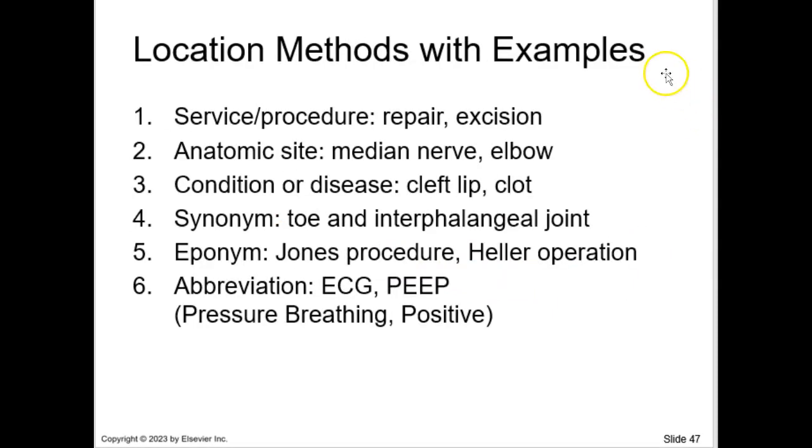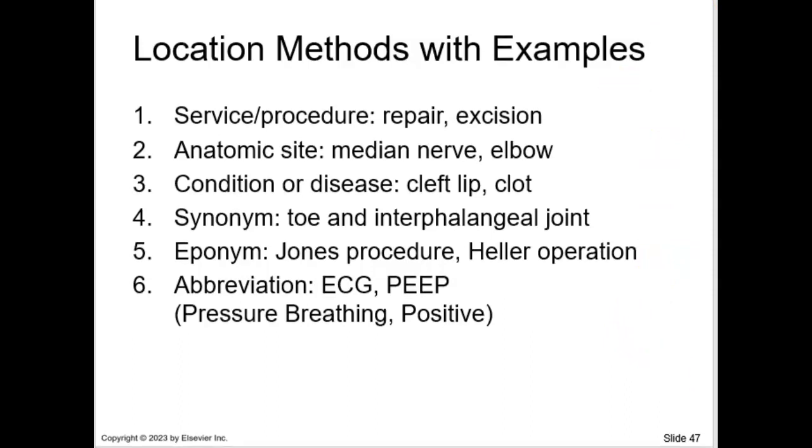Okay, so locations and methods in the index. Once again, we're still in the index. You can look for the service or repair. So I could be looking for a service or procedure. I could be looking for repair, excision, the site, which is median nerve, the elbow. Condition, was it a cleft lip, clot? The anatomy would be the toe, interphalangeal joint. Eponym, joint procedure, Heller operation, or possibly an abbreviation. So you're going to find all these different things in the back of the index.